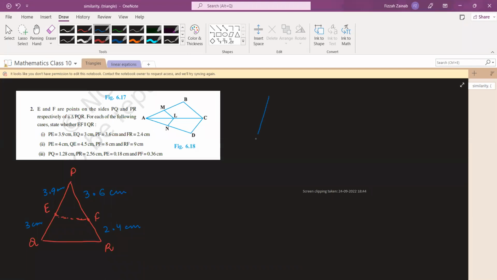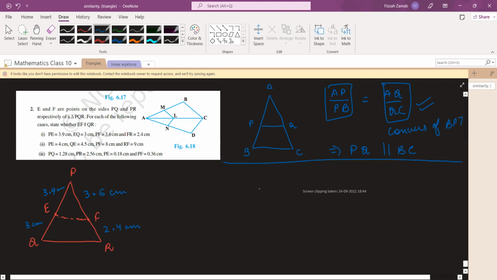So let us revise what the converse is. For example, if you have a triangle, let me call it ABC, and let's say this is PQ. If it is already given that AP upon PB is equal to AQ upon QC, if this ratio is equal to this ratio, the meaning is that the line PQ is parallel to BC. Understood, everyone? Yes, ma'am. Okay, so this is called the converse of BPT.